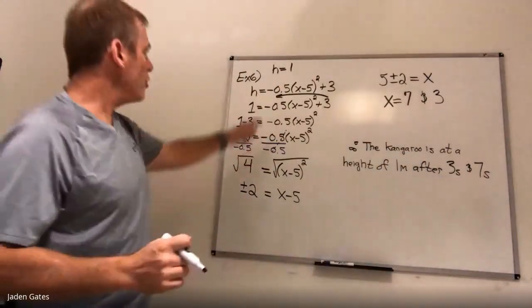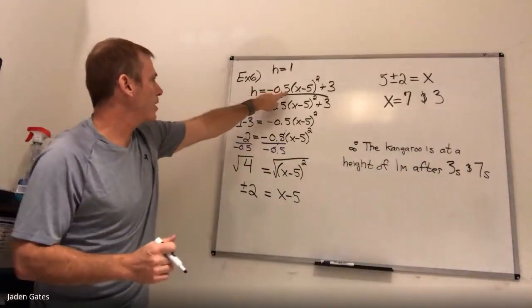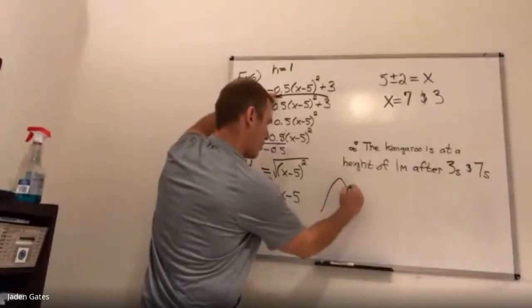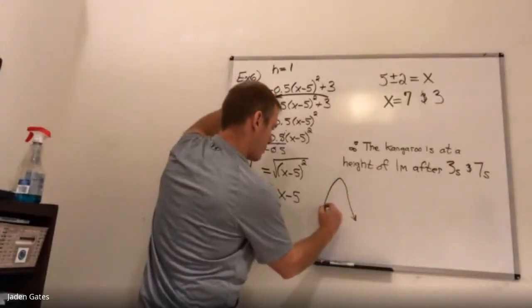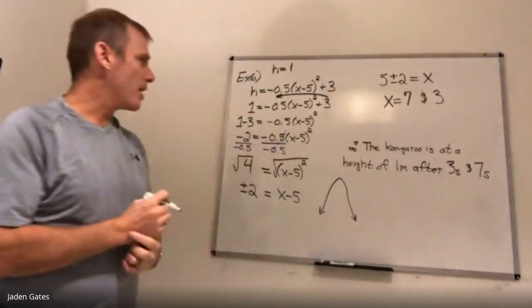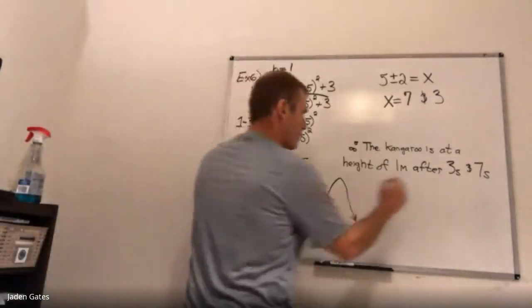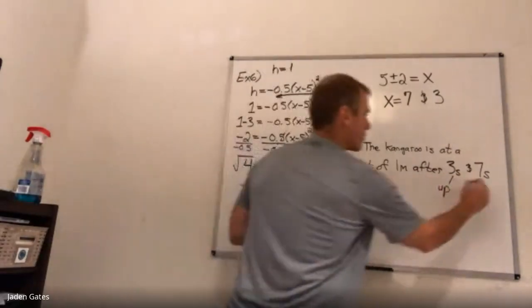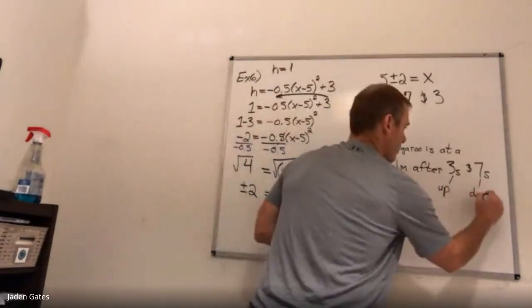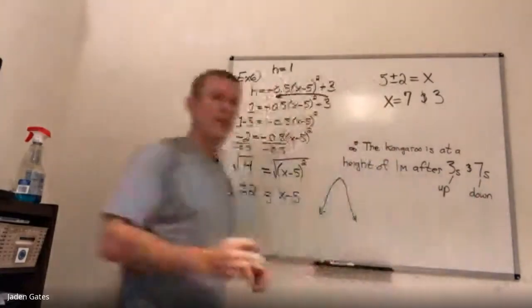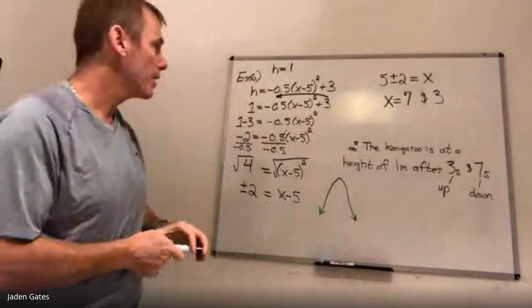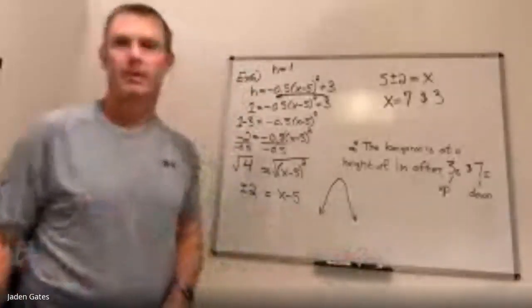Now, if I look at this equation, see the a value here in front, it's negative, which means our parabola opens down like this. So what that is telling us is that 3 seconds here, that would have been the kangaroo on the way up. The 7 seconds would have been the kangaroo on the way down. Quite a powerful kangaroo to be in the air that long, but it is what it is.